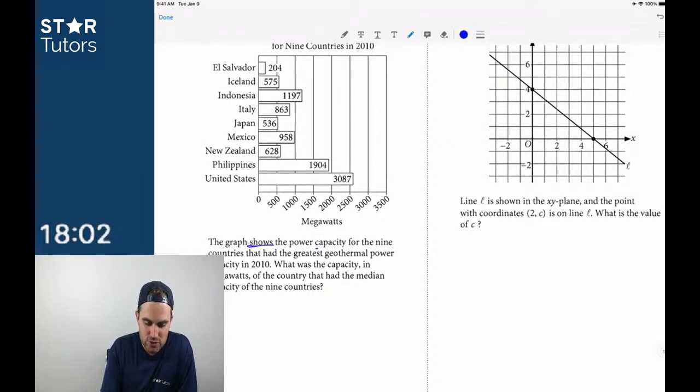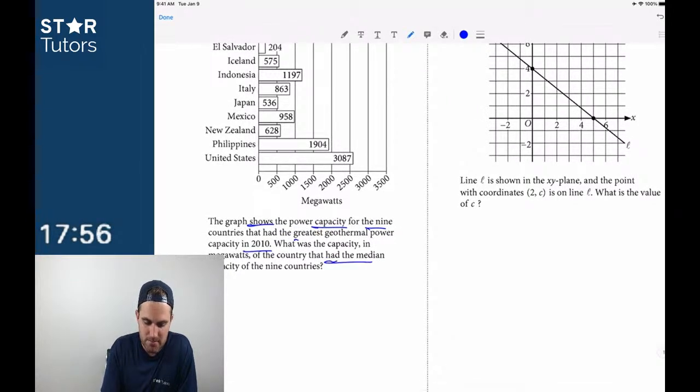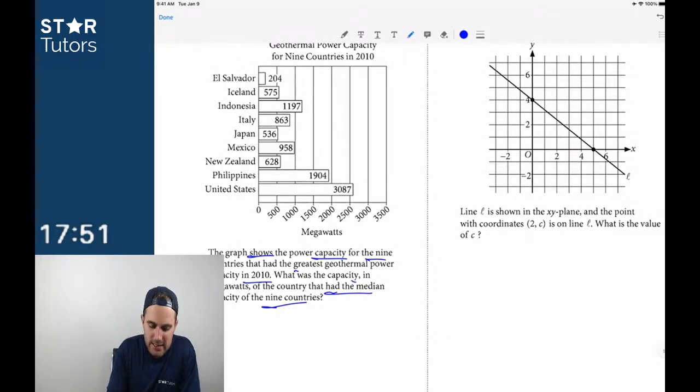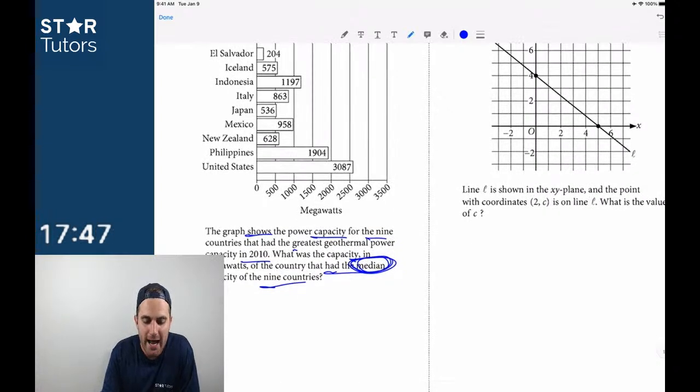The graph shows the power capacity for the 9 countries that had the greatest thermal power capacity in 2010. What was the capacity in megawatts of the country that had the median capacity? Write these out. Whenever you see this word median, simple mistake, simple mistake, simple mistake. You have to write these ones out. Watch how easy this question is. 204. You can't imagine how many times I see students make simple mistakes when a question asks about a median.